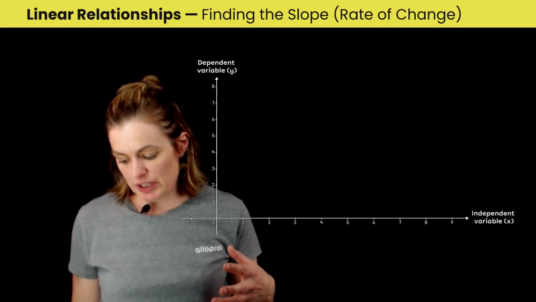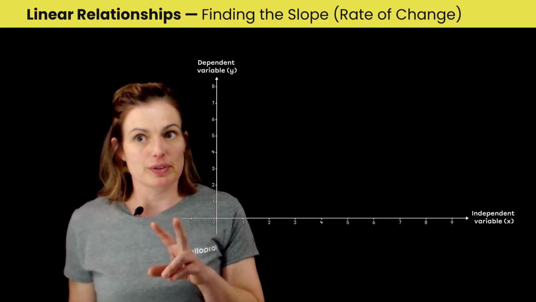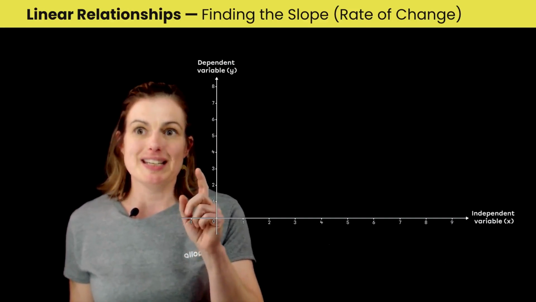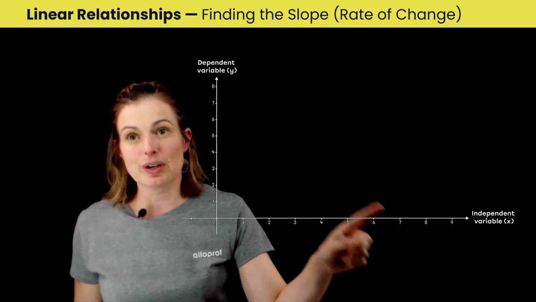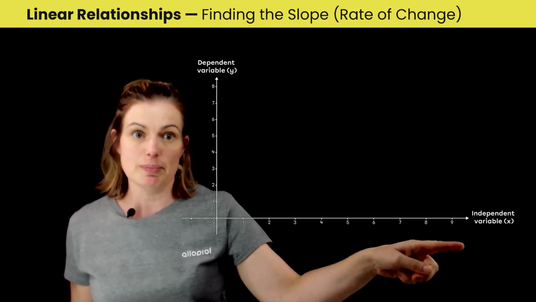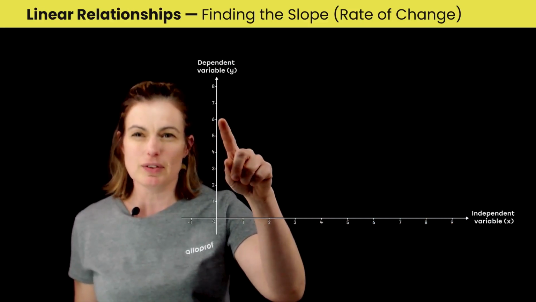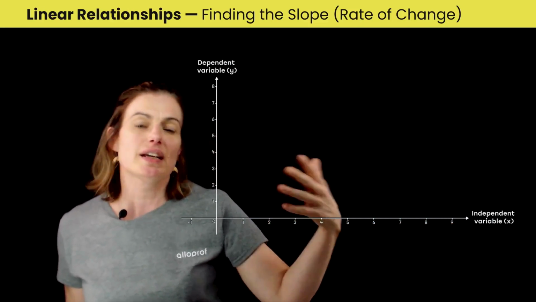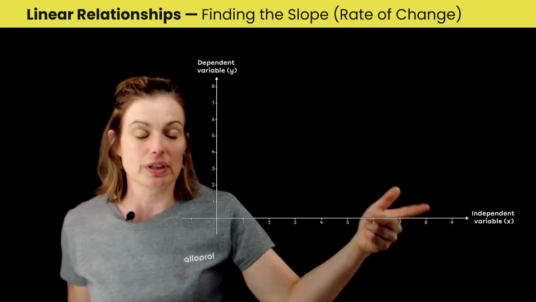In a linear relationship, there are always two variables, right? And one is going to be dependent on the other one. So we call them the dependent variable and the independent variable. So it means that the dependent variable is going to change because of whatever that independent variable is doing.